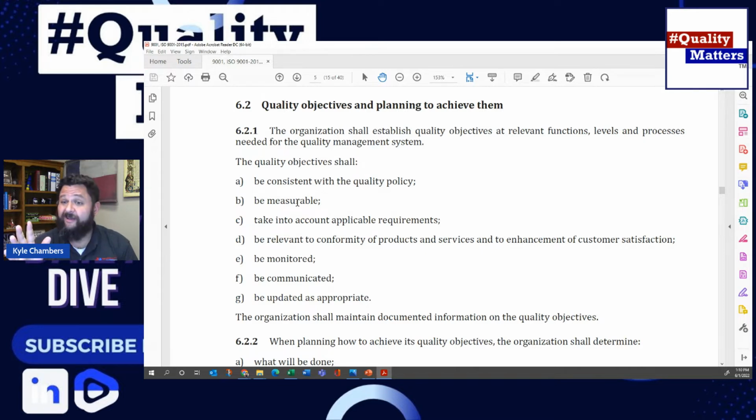And it's okay to fail. It's okay to fail. You know what you need to do? You just need to write a corrective action to state we failed. Here's what we're going to do. Address it in your management review and actually follow up on the plan. If you do that, we're good to go. Take into account applicable requirements. Okay.